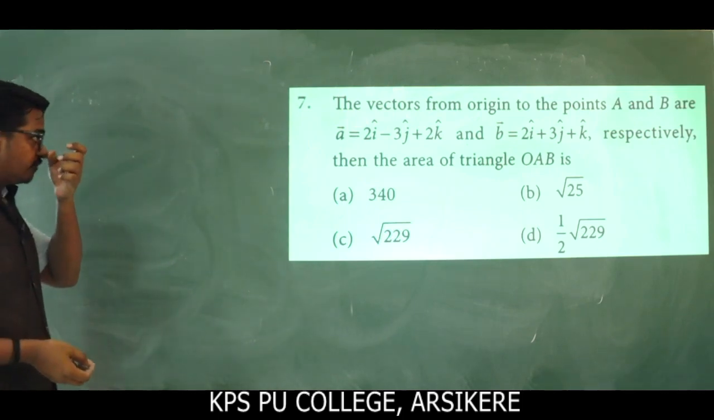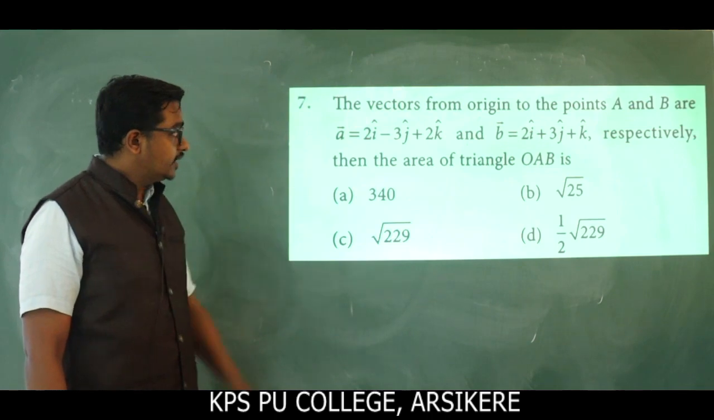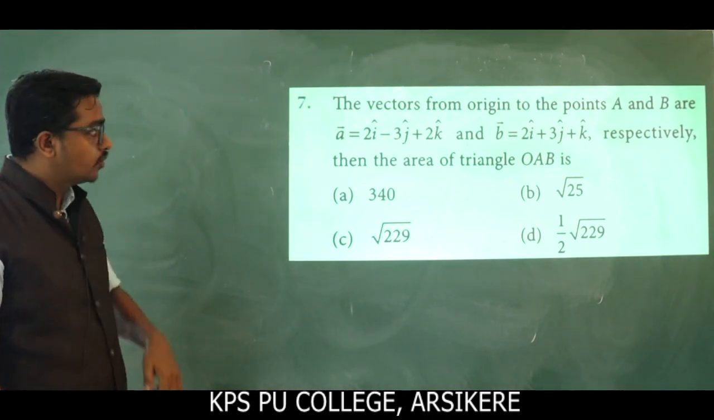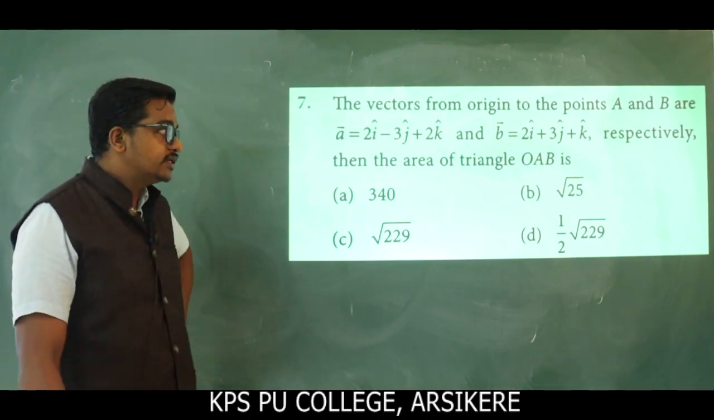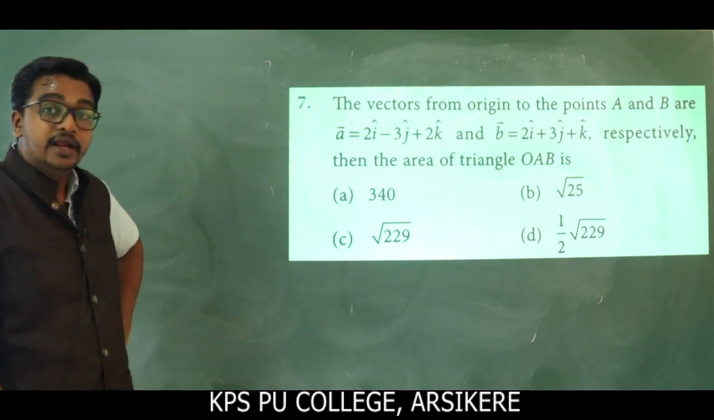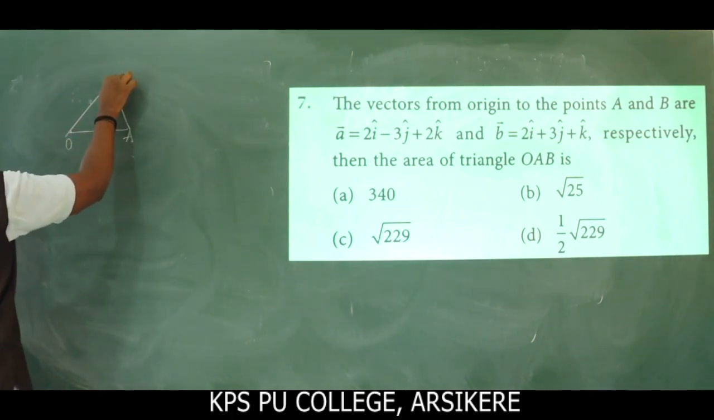The vectors from origin to the points A and B are vector A equal to 2i minus 3j plus 2k and vector B equal to 2i plus 3j plus k respectively. Then the area of triangle is, here we need to find the area of triangle. Just observe here. This is the origin, this is the point A, this is the point B.